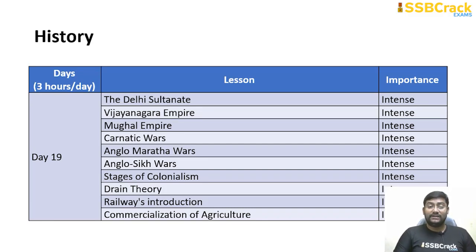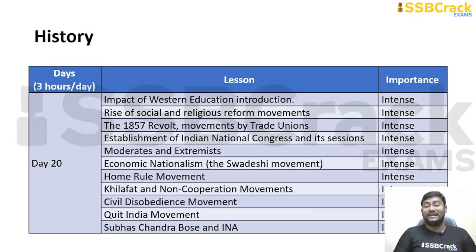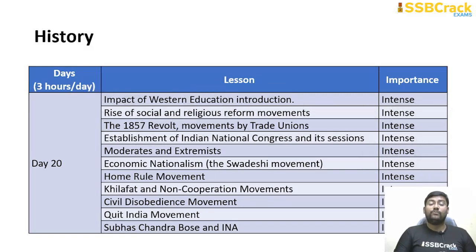These entry of East India Company and all. Will also be dealing with the dream theory, stages of colonialism, Mughal Empire, Carnatic Wars, etc. Day 20 will be starting your modern history: impact of Western education institution, the 1857 revolt, and then comes moderates and extremist phase, home rule movement, non-cooperation movement, civil disobedience, quit India movement, Subhash Chandra Bose and Indian National Army.